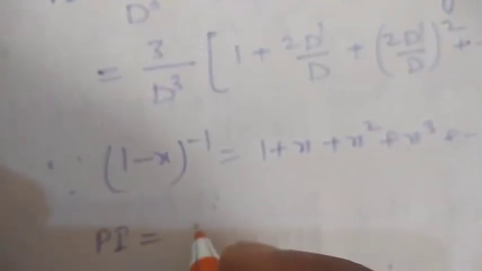Now the particular integral is 3 upon D cube.